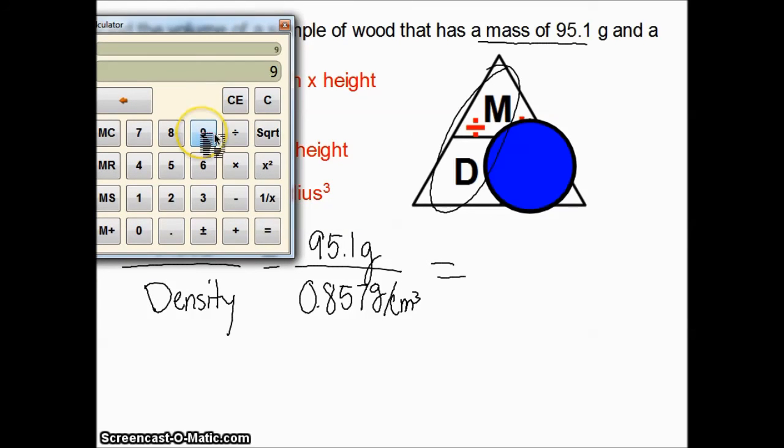We have 95.1 divided by 0.857 equals, and we get this long number here. So go to the least amount of sig figs, which is 3. So we need 3 sig figs here. You have 111, round it there. And we are looking for a volume. Our volume unit here is cubic centimeters. So that's how we find our volume.